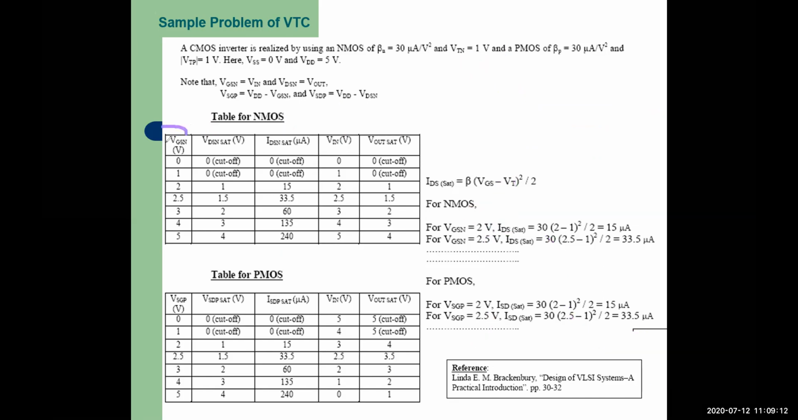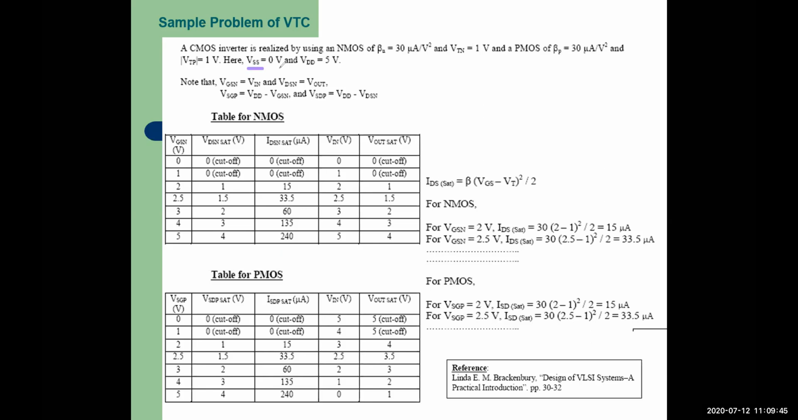So first is VGS, next is VDS, next is IDS, next is V in, next is V out. See, for PMOS, we have to find the exact same thing, but in opposite. It is VGS, it is VSG. This is VDS, this is VSD. This is IDS, this is ISD. This is V in, this is V in, no problem. V out, V out. So five things we have to find out, and we have to fill up these two tables. And VGS should vary from 0 to 5.